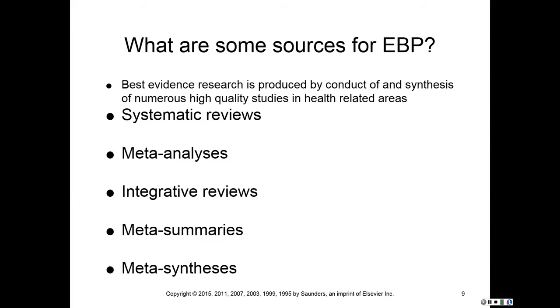What are some of the sources for evidence-based practice? Well, the best evidence research is produced by the conduct and the synthesis of numerous high-quality studies in health-related areas. And these are examples of best evidence. If you see the words systematic review, meta-analyses, integrative reviews, meta-summaries, or meta-syntheses, this would be a good indication that you have a reliable source for making decisions about perhaps changing a policy or a protocol.